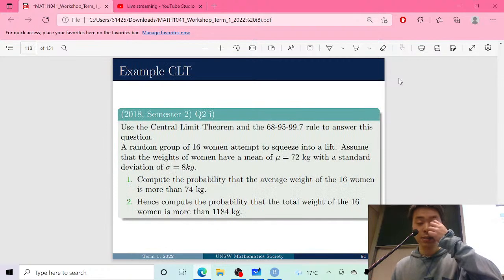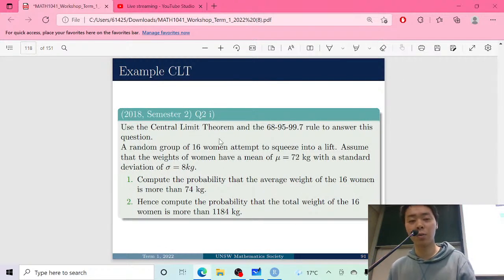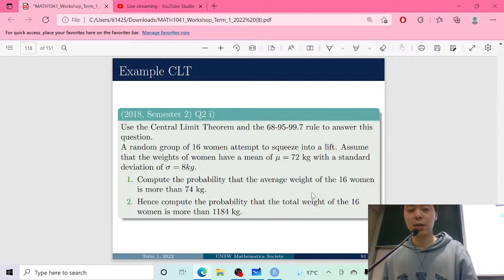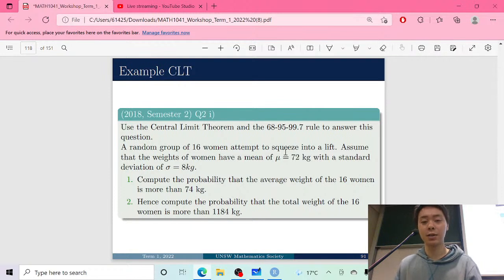Cool. So let's have a look at this example, which comes from a 2018 paper. It's been a while since this question popped up, but we're going to be using the central limit theorem with the 68, 95, 99.7 rule. And we want to answer these questions here. The first question is, we want to compute the probability that the average weight of the 16 women is more than 74 kilos. And we're given some assumptions about the distribution of the weights of the women.